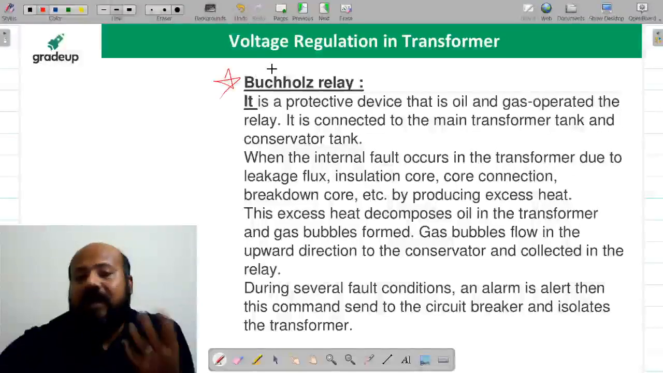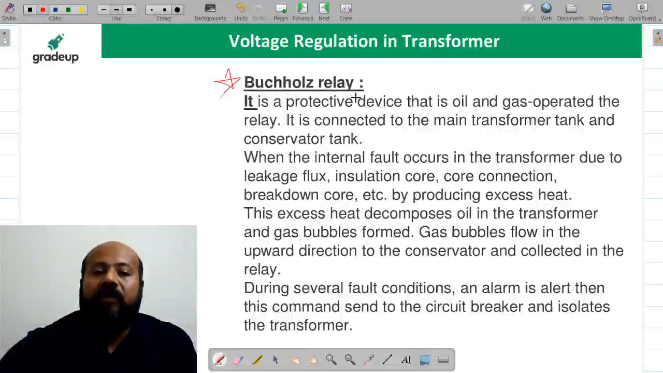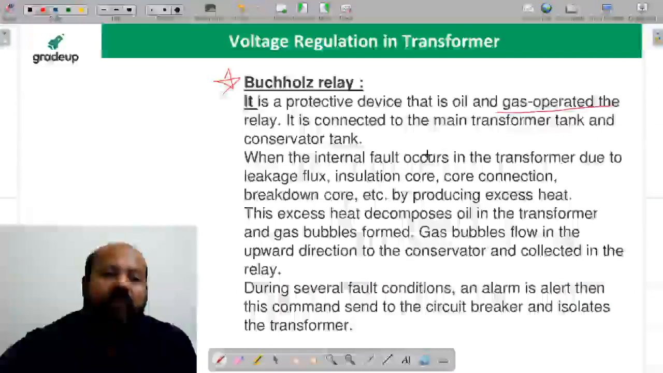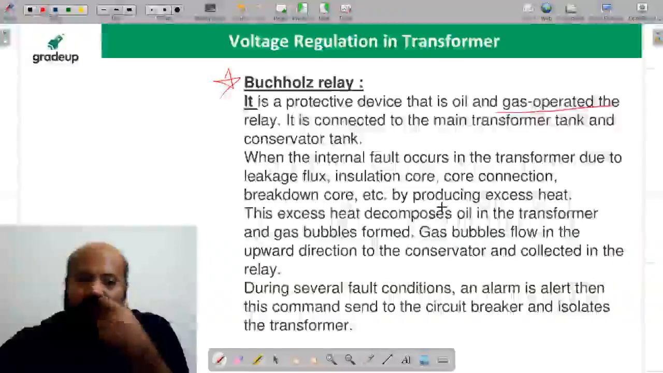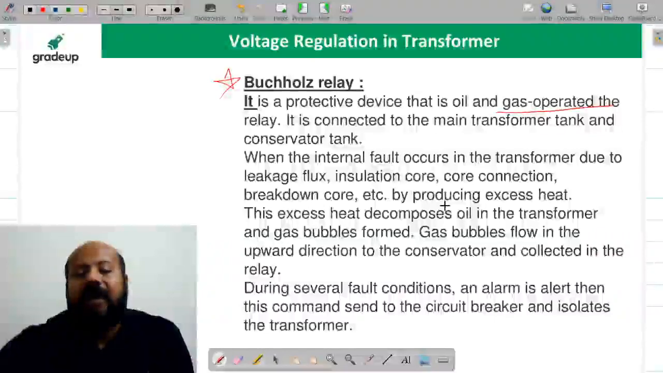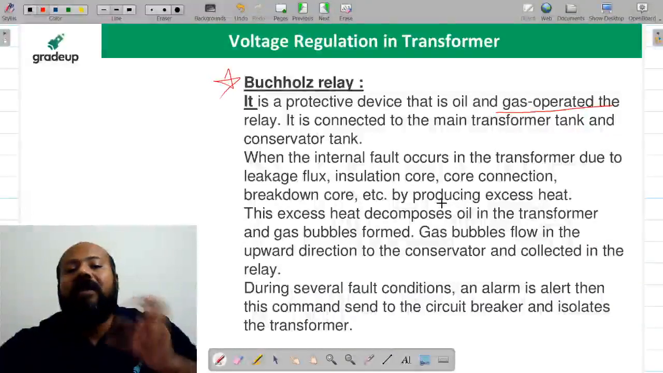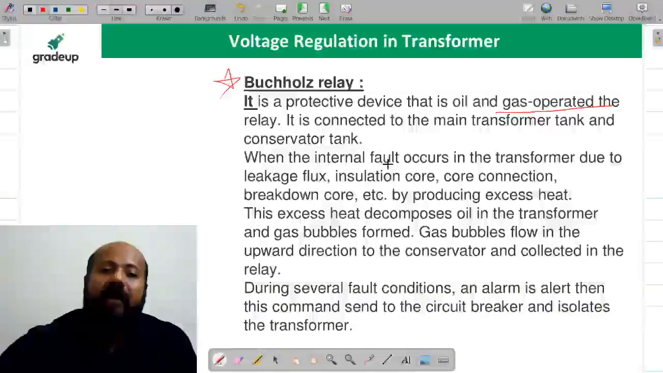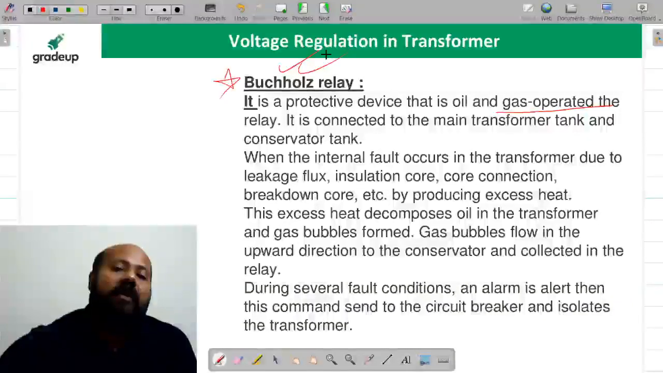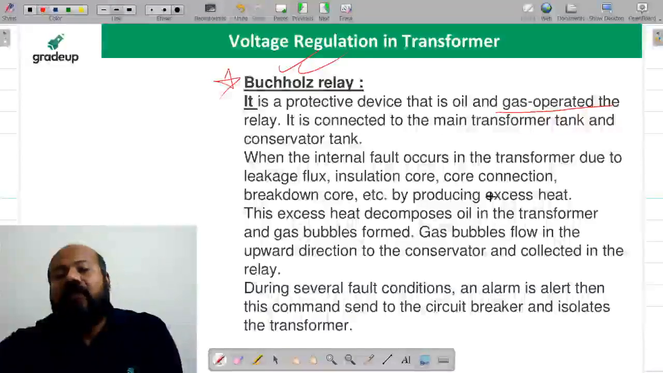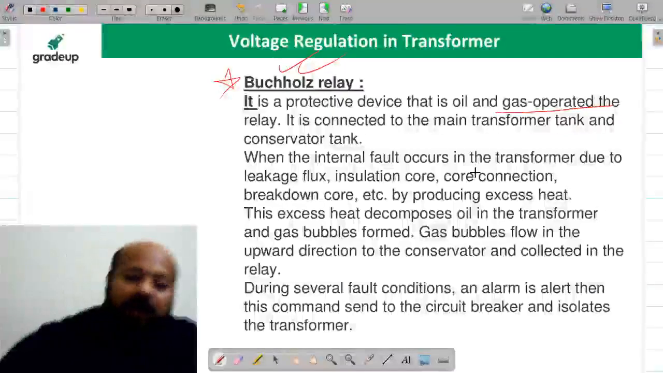Now the Buchholz relay, the most famous relay which is used for the protection of the transformer, is actually a gas operated relay, and you must be knowing that it senses the fault before it occurs. It can sense the incipient fault also. Suppose the fault is slowly occurring inside the transformer winding, the Buchholz relay has the capability to detect the fault before it actually appears.